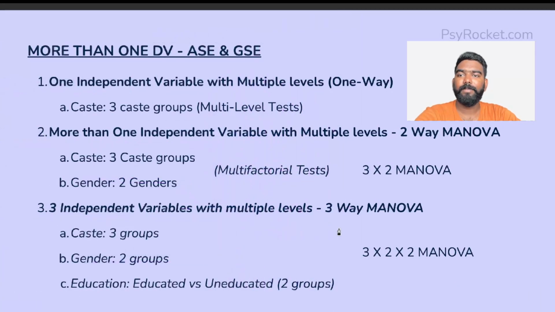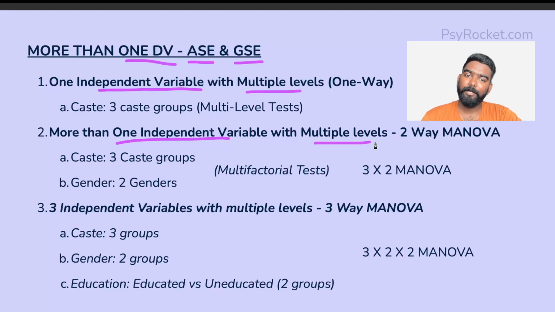Now let us say you have more than one dependent variable. You want to see the differences in academic self-efficacy, and you also want to see the differences in generalized self-efficacy. Similarly, you might have one independent variable with multiple levels, more than one independent variable with multiple levels, or three independent variables with multiple levels, and so on and so forth. In this case we will use something called MANOVA.